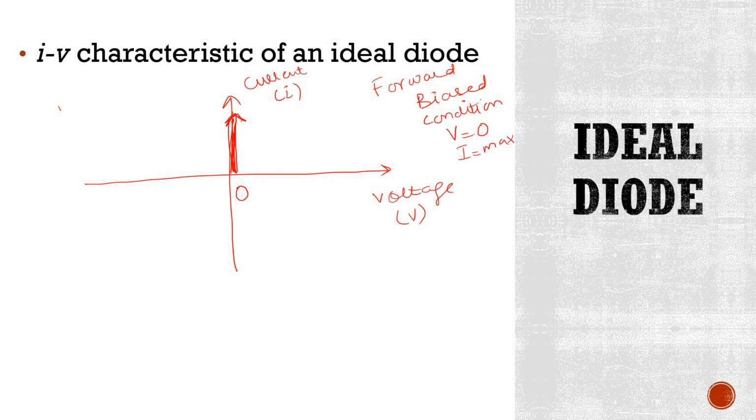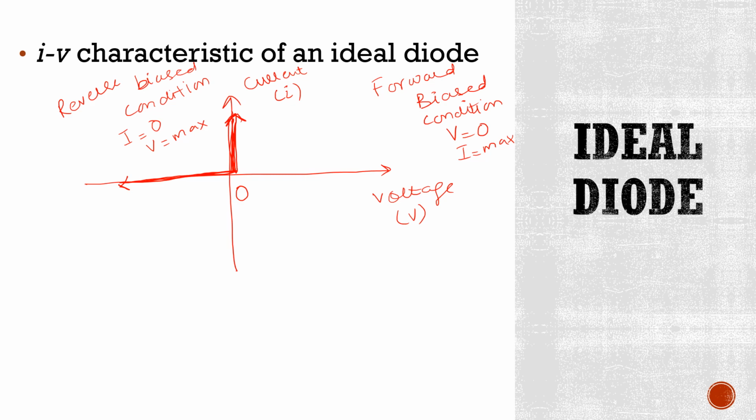Now, in reverse biased condition, I is equal to 0 and V is maximum. So how are you going to draw this condition on this graph? It is drawn something like this, on this axis. It is showing V maximum and I 0.